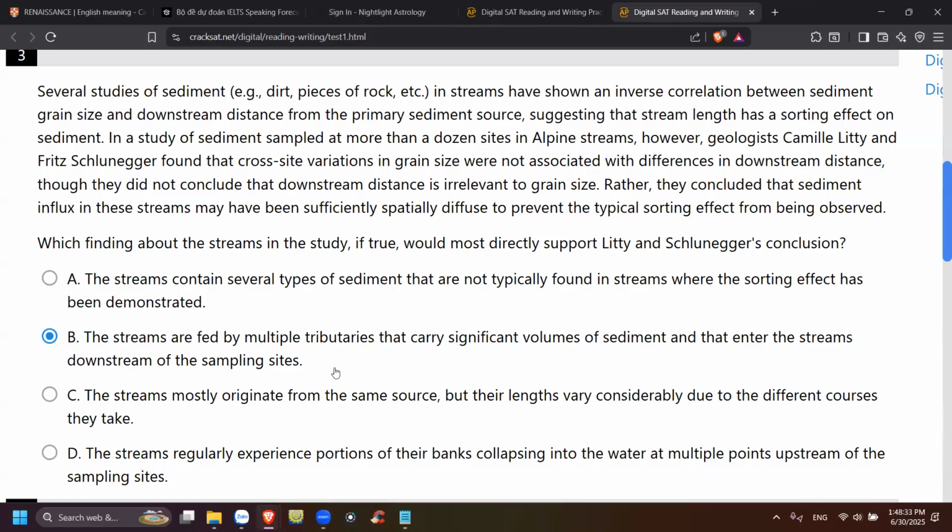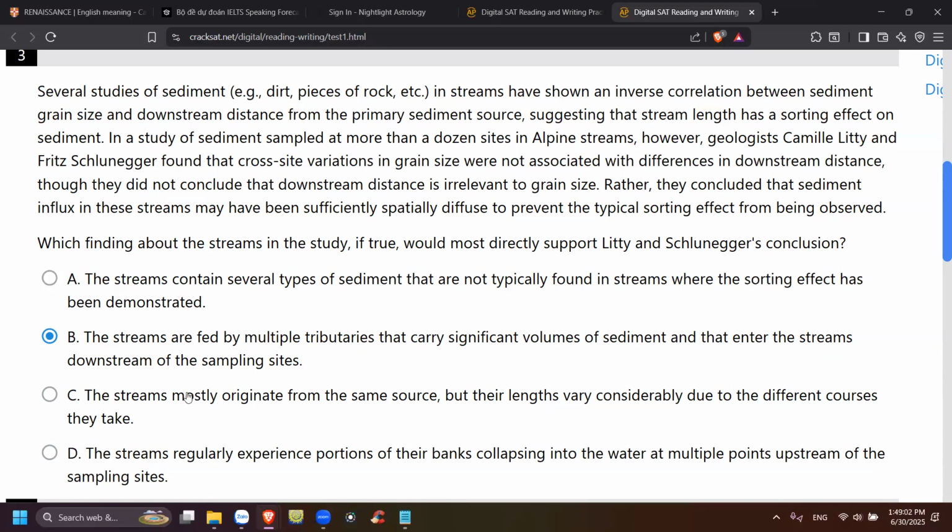But it's not talking about the tributary something. Tribute, you know the word tributary. For example, there are several smaller streams that feed into the bigger one. They're called tributaries. So you might be right, because it's fed by several smaller ones. Then maybe the sediment in the stream is spatially diffused. Yeah, correct. I think so too.